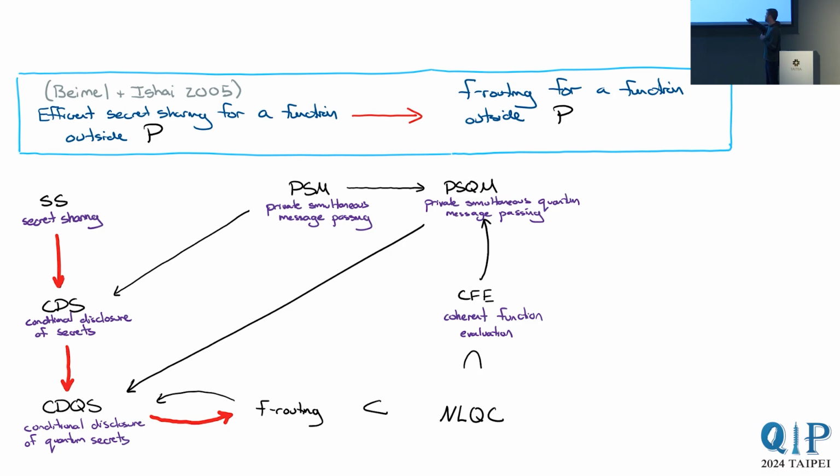And they give an efficient construction for that scheme. Okay, and as a consequence of that, you get an efficient CDS for the same hard function, and eventually an efficient F-routing for the same hard function.